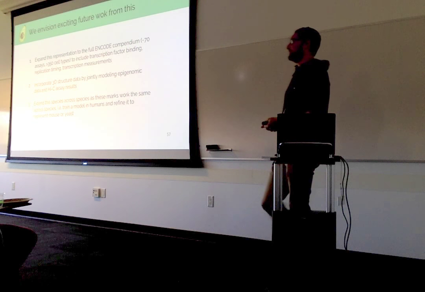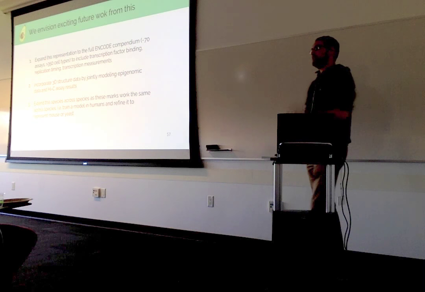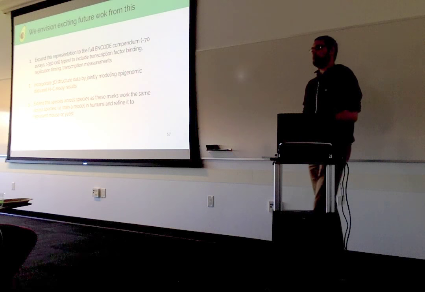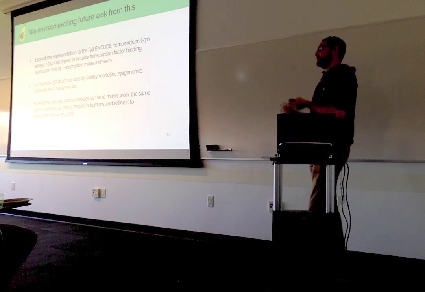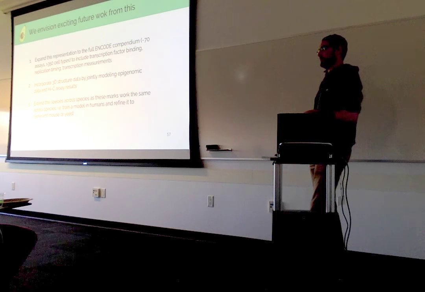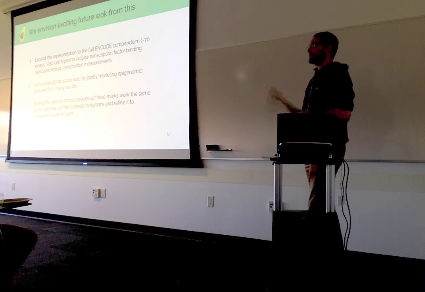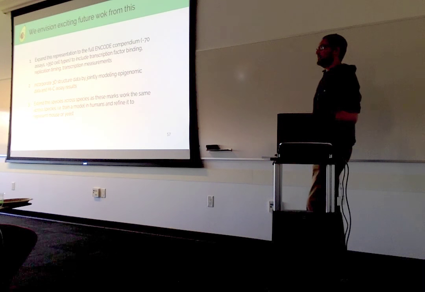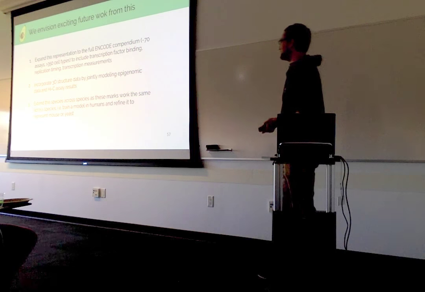We're still in the process of trying to identify what types of tasks these latent representations can do well on, and what types of tasks seem to be beaten out by the full Roadmap compendium. But across all of the tasks, in all of the cell types, using the latent representation is better than using epigenomic data from a single cell type, like is the typical case.